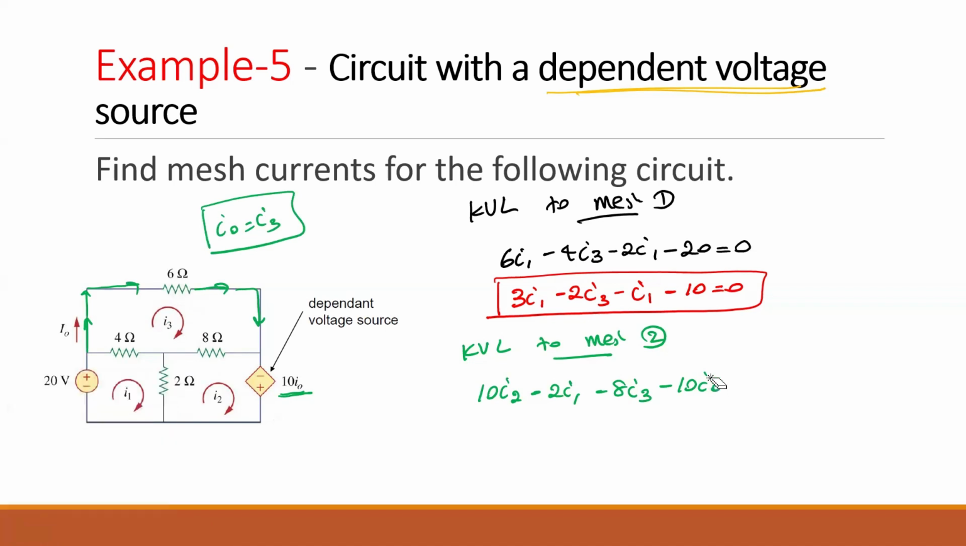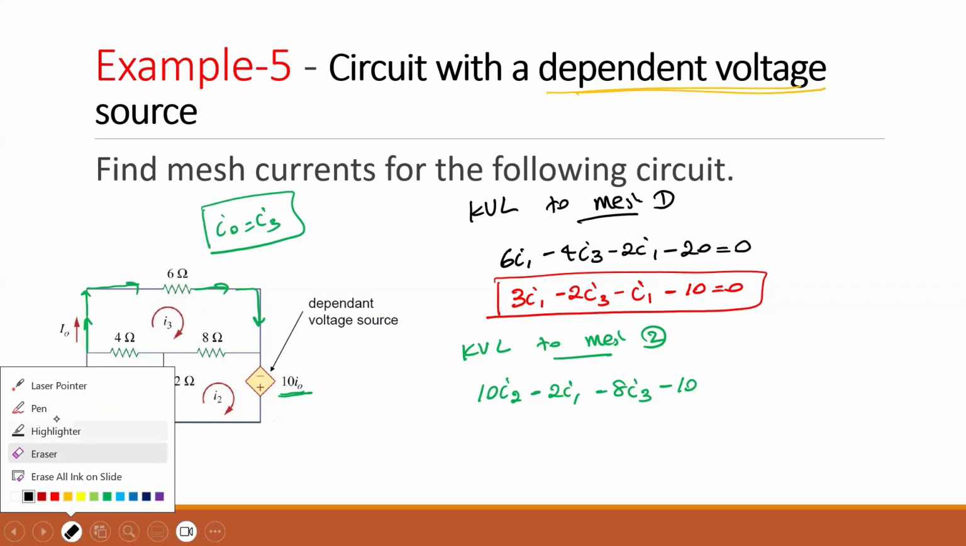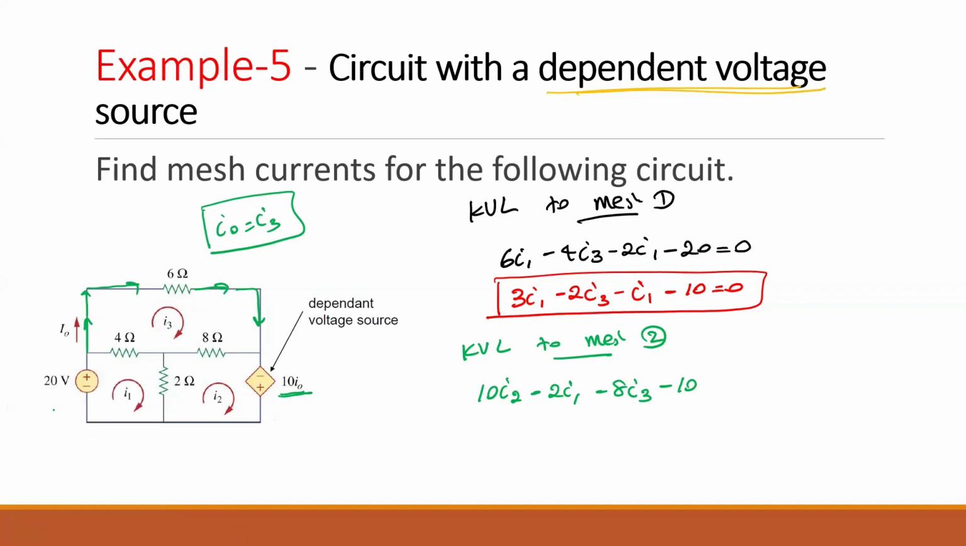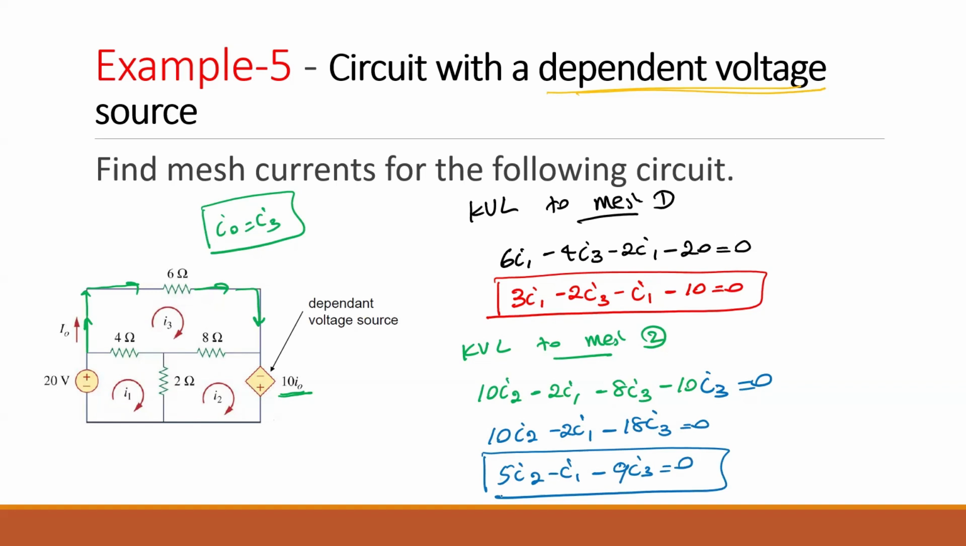Yep. So instead of writing I node, we can use a mesh current for that. So that mesh current I node is equals to I3, isn't it? Is equals to 0. So you can simplify this one. So 10 I2 minus 2 I1 minus 18 I3 is equals to 0. So we can divide by 2. 5 I2 minus I1 minus 9 I3 is equals to 0. So that is our second equation. Did you get that?